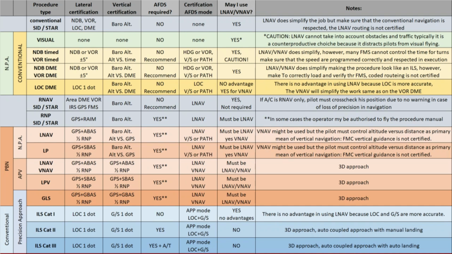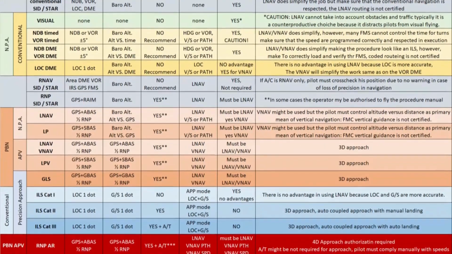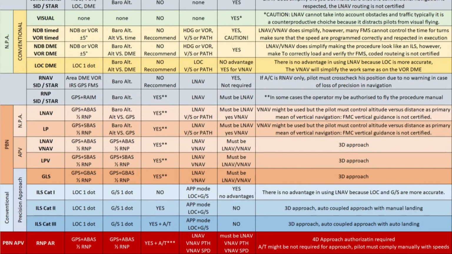With this, we review all the procedures. Actually, if you are looking carefully, you probably have noted that we missed one. Yes, we missed our 4D approach. The 4D approach is again a PBN approach, an approach with vertical guidance, and it's our RNP authorization required approach. We say the authorization required approach is mainly based on a satellite-based augmentation system, so it's an LNAV VNAV approach. Once again, we got the GPS augmented by the satellite-based augmentation system, and this approach has to be flown with the autopilot, and the autopilot must be coupled.